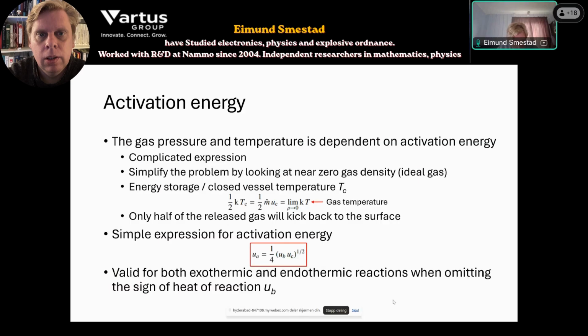With this simple step, we can derive a simple expression for the activation energy, UA, which is equal to 1/4 times the square root of heat of reaction UB and energy storage UC. This expression of the activation energy is valid for both exothermic and endothermic reactions when the sign of heat reaction UB is omitted.